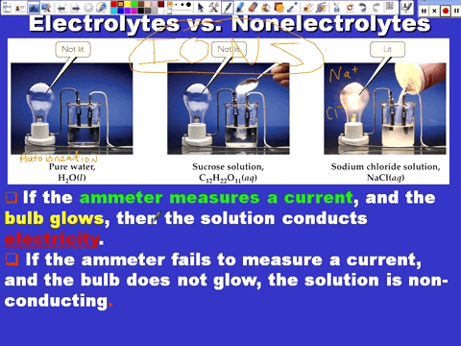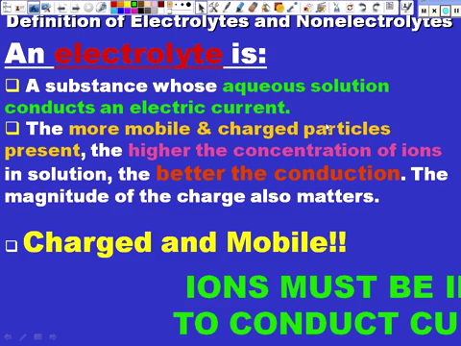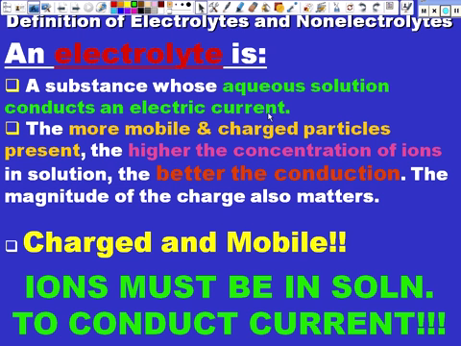All right, an electrolyte. This is what you need to know. An electrolyte is a substance whose aqueous solution conducts electric current. That's the definition. If you said Webster, what's an electrolyte? Solution that conducts electric current. I need you to know not the what it is. I need you to know the how it is and the why it is. So why does it conduct?